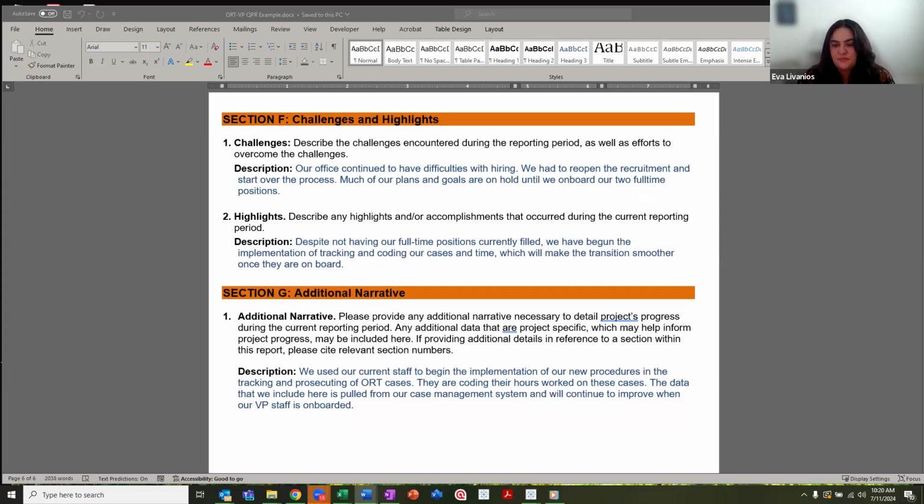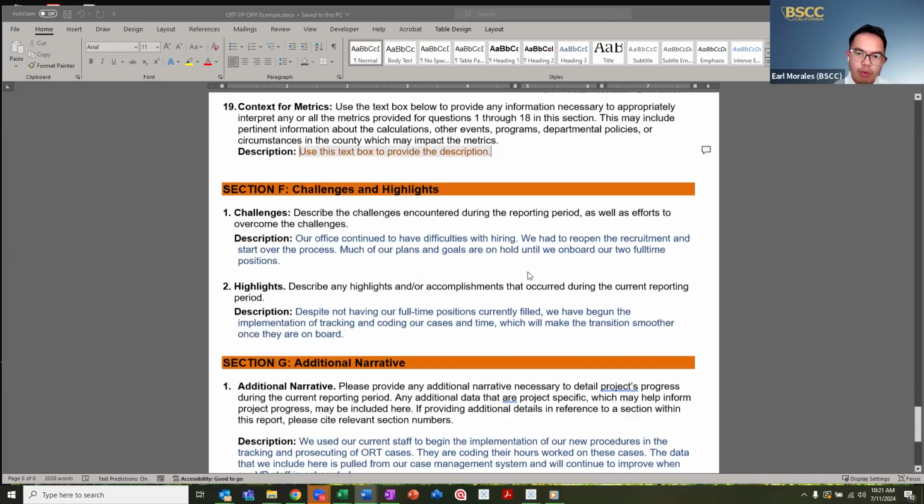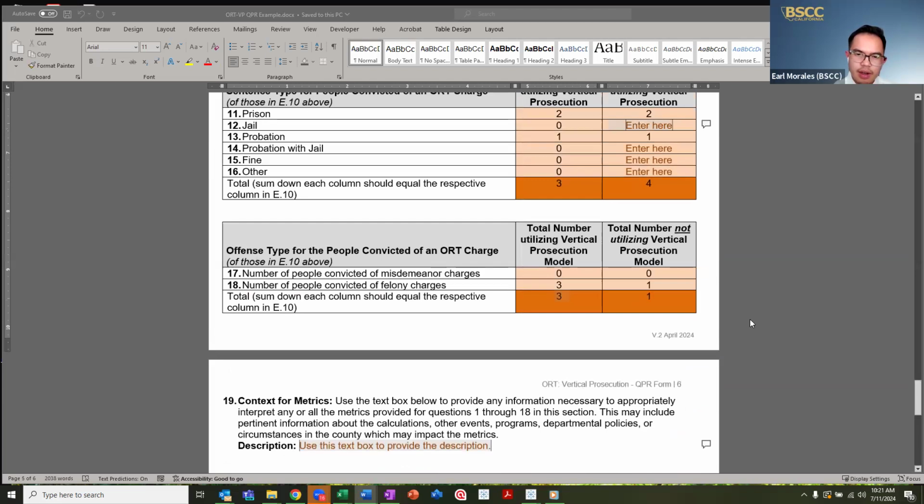There's a comment in the chat from Jennifer Washburn. So this is a little specific, but what if there are 2 people convicted of a felony and a misdemeanor each for 17 and 18, but there aren't 4 people convicted? There's only 2 people with a charge of each level. Do I put 4 or 2 in the total for 17 and 18?